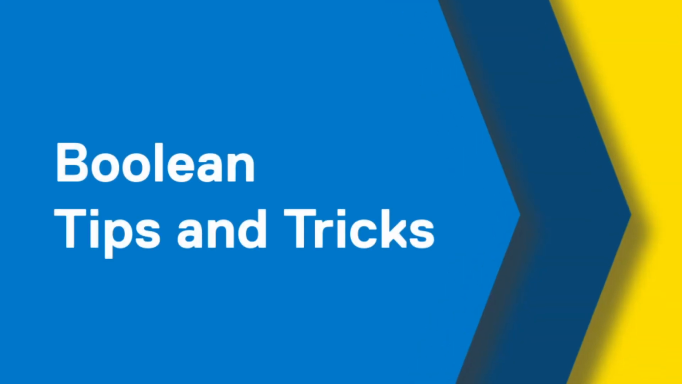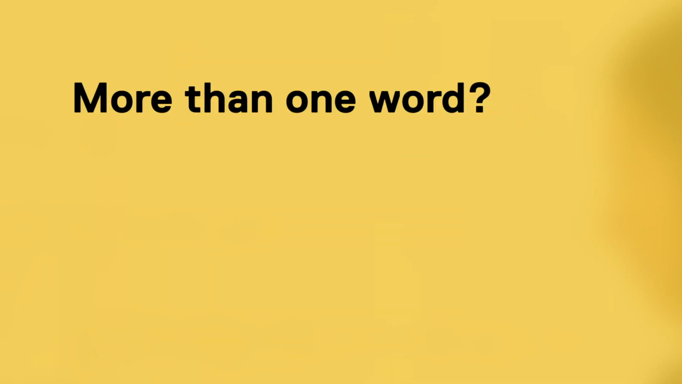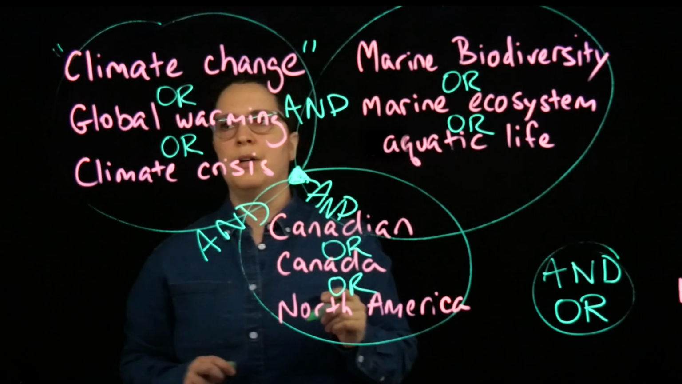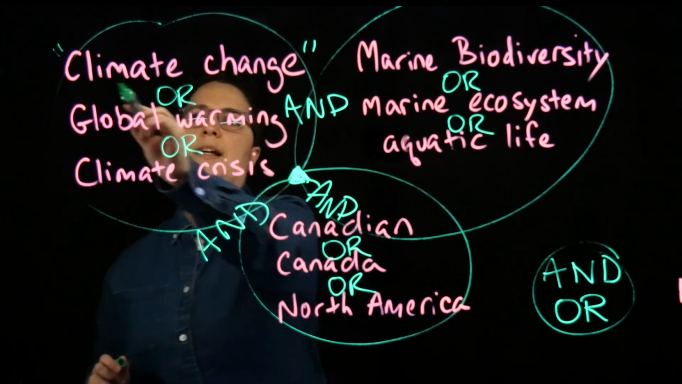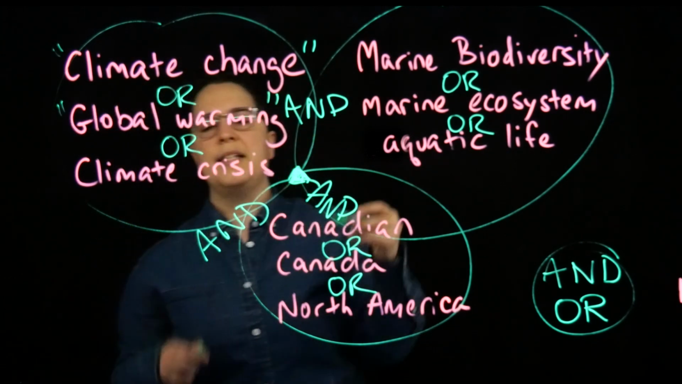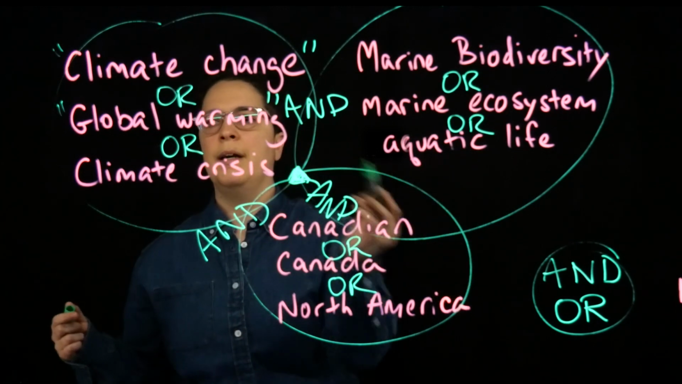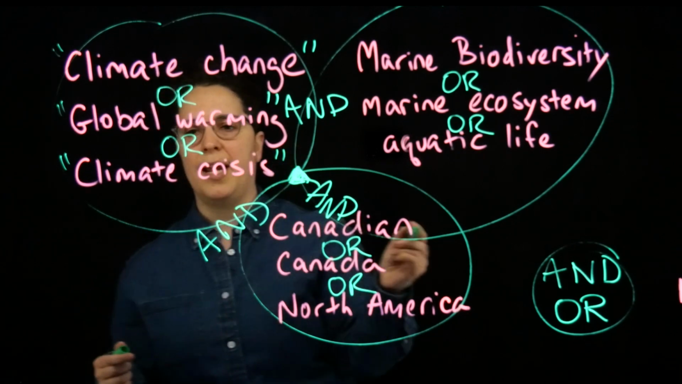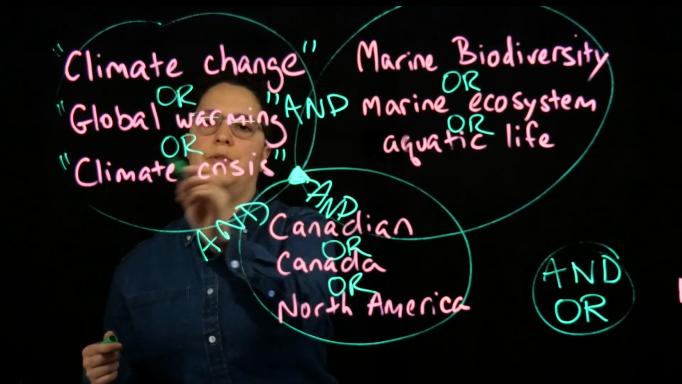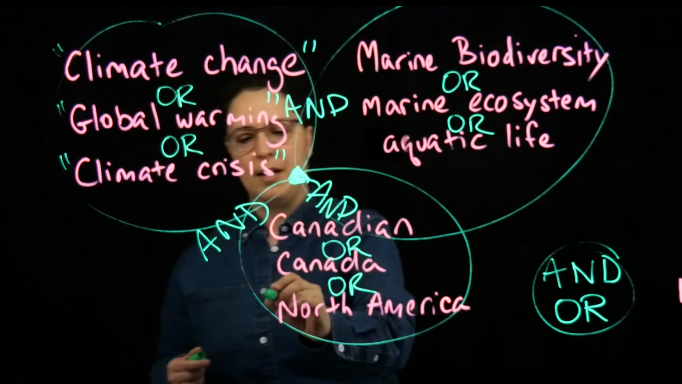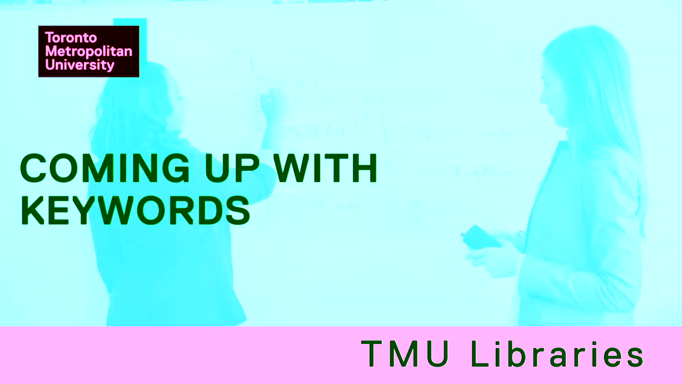There are a few more tips and tricks to make your searching even more effective. If one of your synonyms contains more than one word, you can connect them with quotes to keep the words together. This will ensure that when you search, you find things that reference climate change specifically or global warming specifically, instead of text that might include the word warm and the word global. So anything that is a phrase or a proper name or a connection of two words that you want to keep together, you can connect with these quotes. The same thing goes for something like North America.